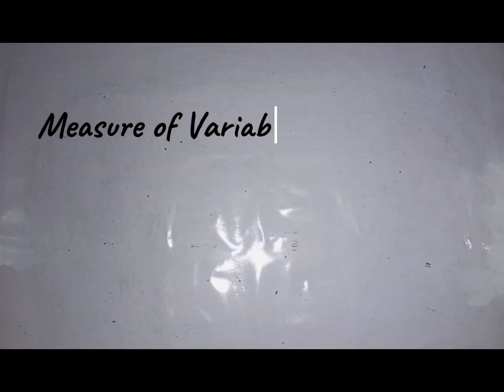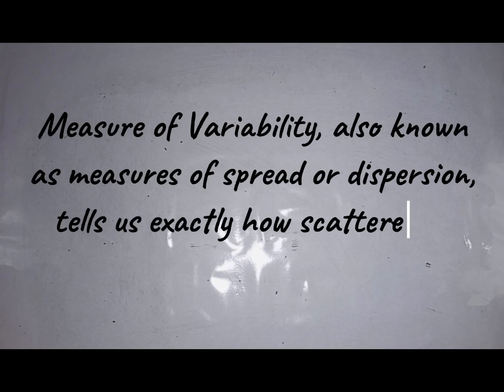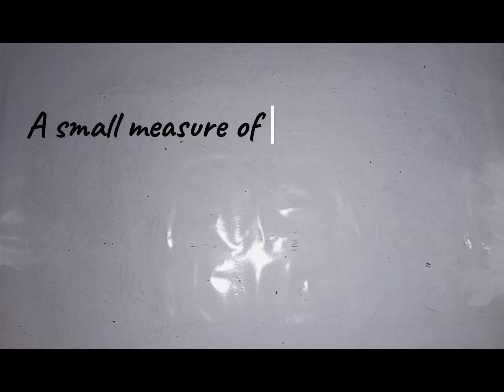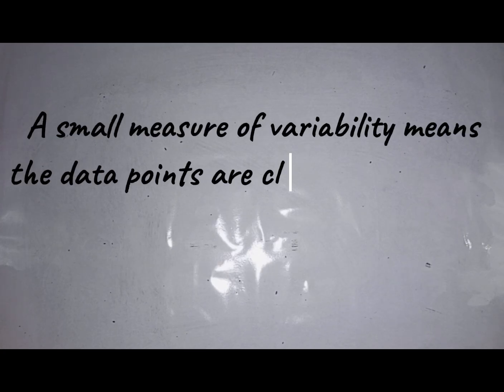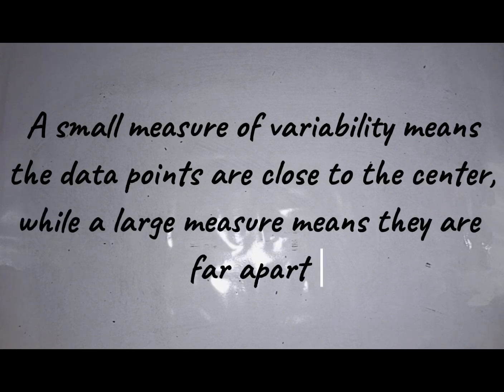Now, let's tackle the crucial concept of statistics, which is the measures of variability. So grab a notebook and let's learn together. Measures of variability, also known as measures of spread or dispersion, tell us how scattered or clustered our data points are. A small measure of variability means the data points are close to the center, while a large measure means they are far apart.